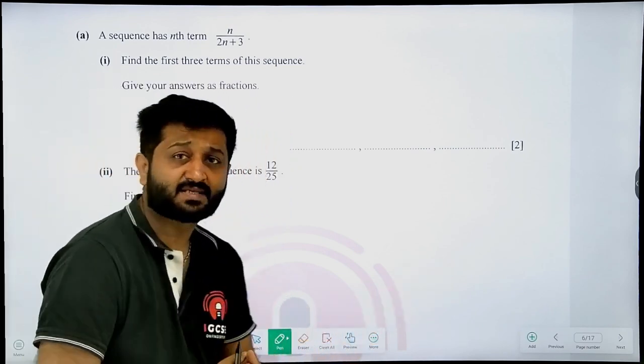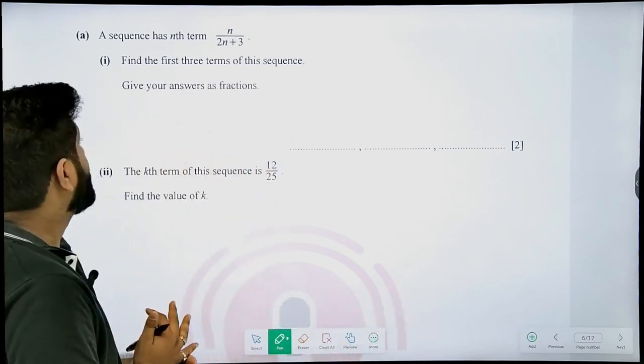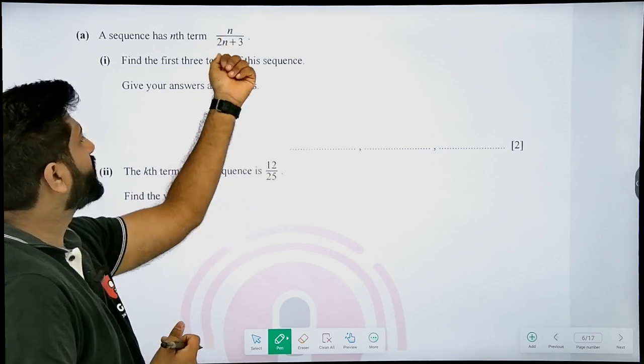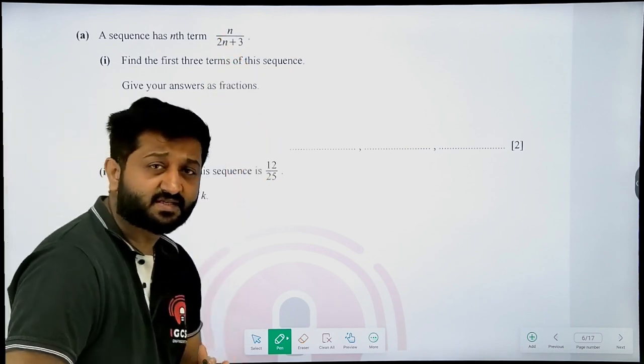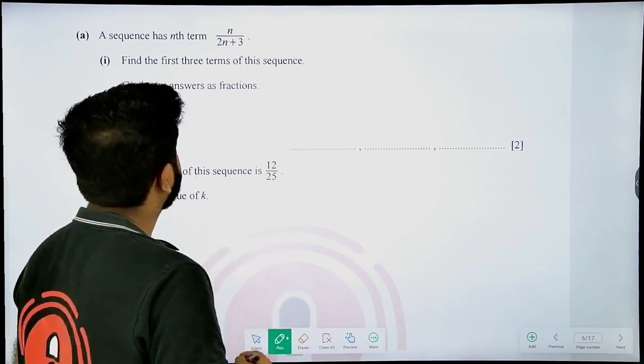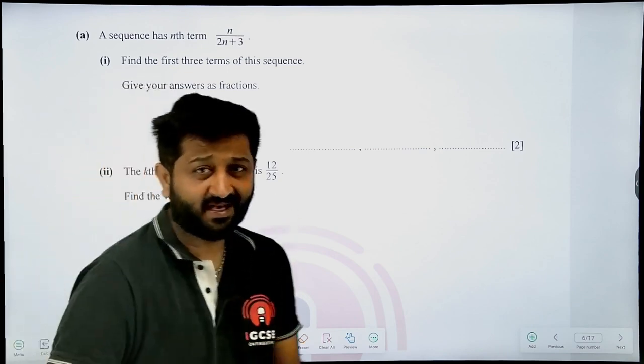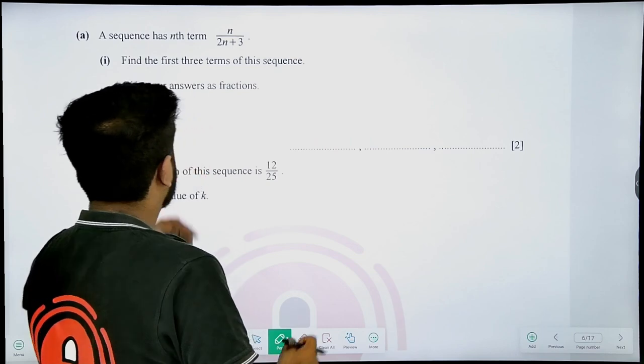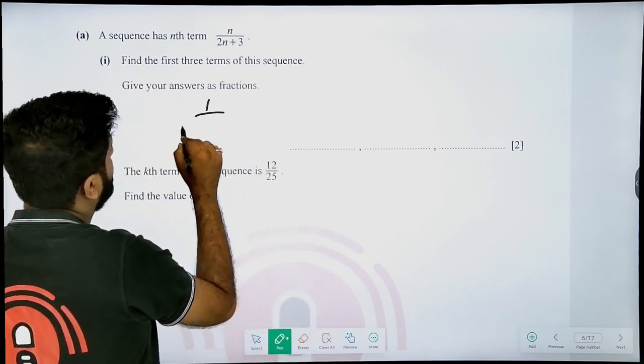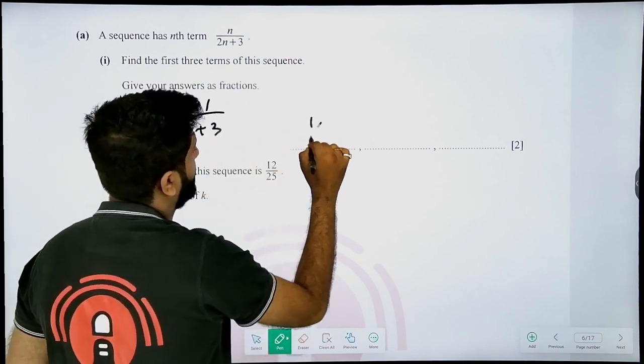A sequence has nth term n over 2n plus 3. Find the first three terms of the sequence. What I'll do is, instead of n, I'll replace it with 1. So 1 over 2 plus 3, so that is 1 over 5.